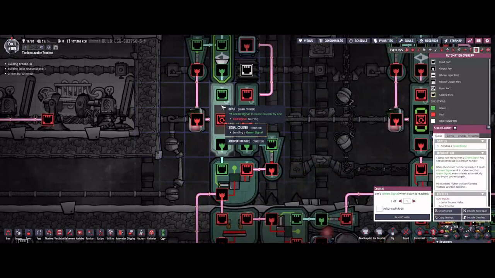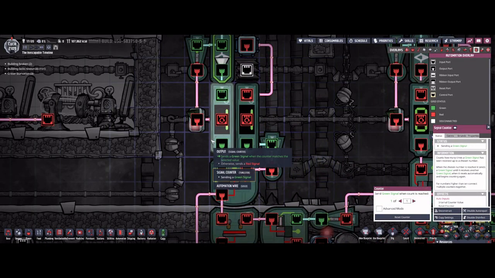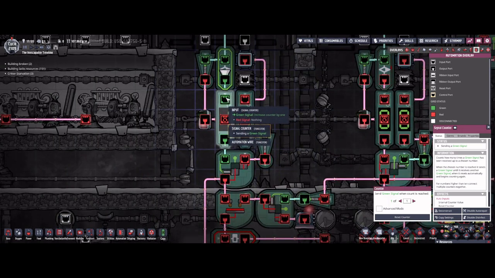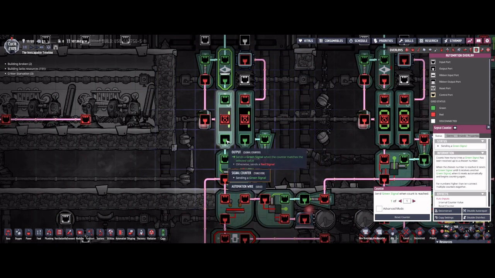And note, I've put these in upside down just so they'll fit in better. They can go either way, up or down. The way you know the direction of flow is by these arrows. You can see there's an arrow here, and it's flat on the inner part and it's sort of pointed on the outer part. So this is the input for the signal to adjust the counter up one, and this is the output once we hit the number we've set it to. So 1 of 1, for example, is what I have it set to. When it's 1 of 1, it starts sending a green signal.